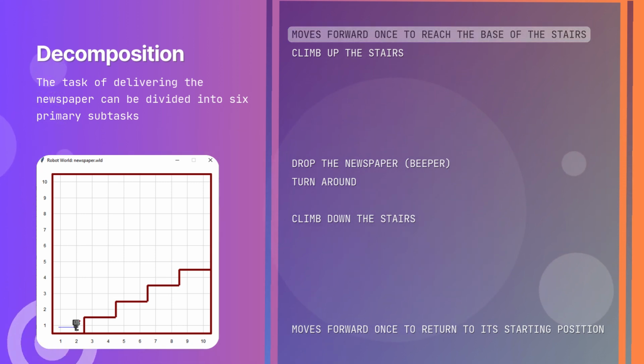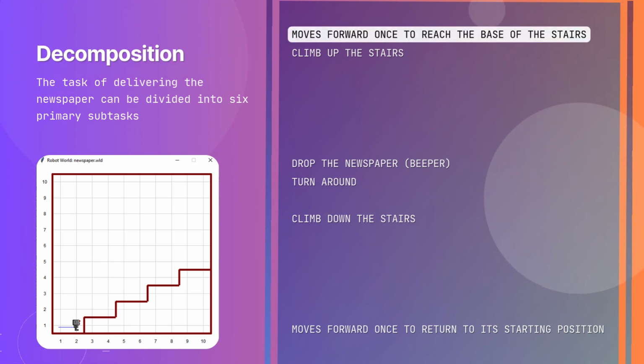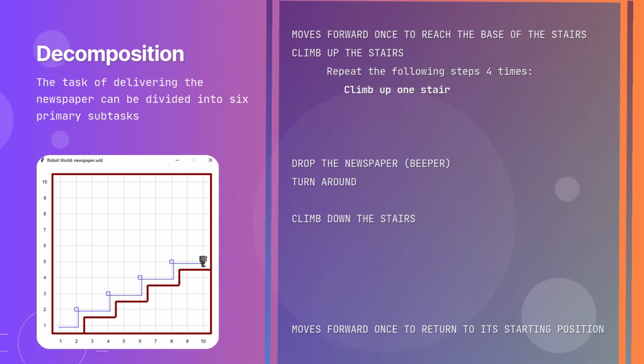How does the robot reach the base of the stairs? Starting at Avenue 1, Street 1, the robot needs to make a single horizontal movement forward to position itself at the base of the first stair. With this simple step completed, the robot is now ready to begin its ascent to the front door. To deliver the newspaper, the robot must climb up 4 stairs.